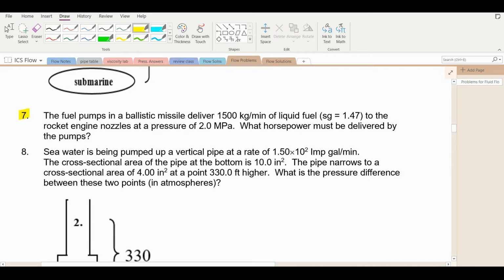Problem number 7. The fuel pumps in a ballistic missile deliver 1,500 kilograms per minute of liquid fuel, specific gravity is 1.47, to the rocket engine nozzles at a pressure of 2 megapascals. What horsepower must be delivered by the pumps? Well, horsepower will be power, which is pressure times volumetric flow rate. Now we're given here a mass flow rate. We'll have to convert to a volumetric flow rate of cubic meters per second, but we have the specific gravity, so we can do that.